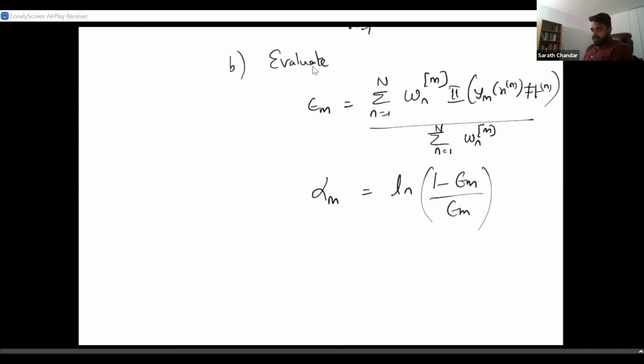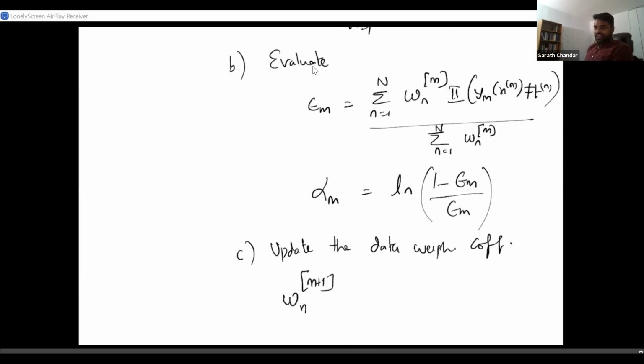Now the next step, we are going to update the data weighting. This alpha_m is basically the weight given to this classifier. Then we update the data weighting coefficient for the next step in the process. For the next classifier, the (m plus 1)th classifier, the weight is given by the previous weight multiplied by exponential of alpha_m times the indicator that y_m(x_n) is not equal to t_n.